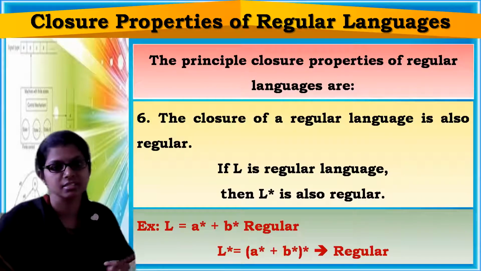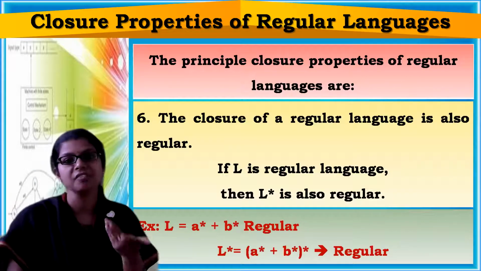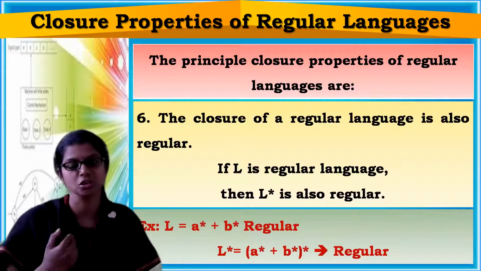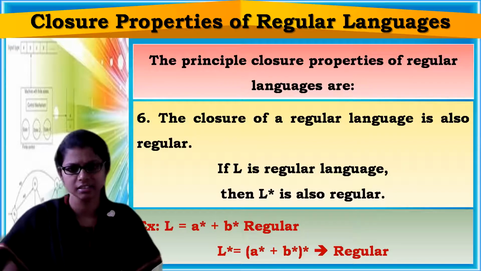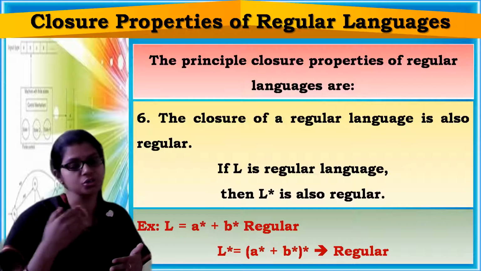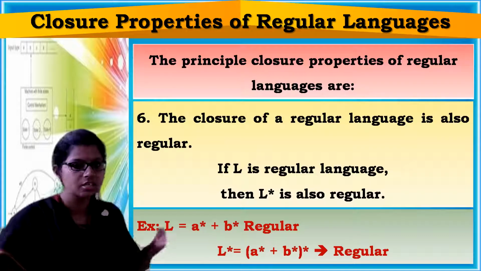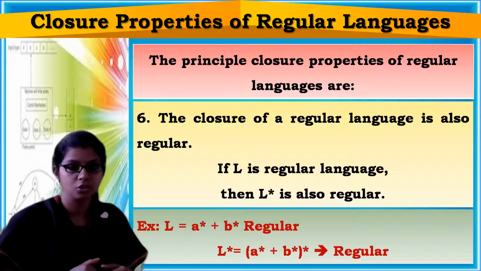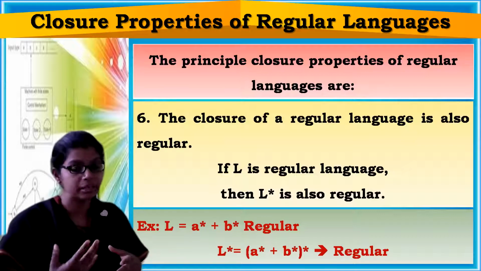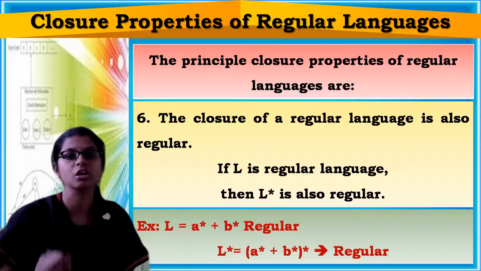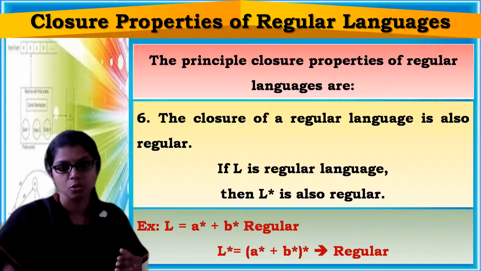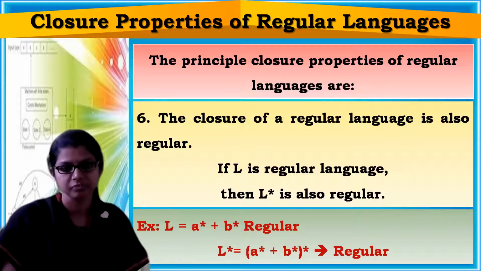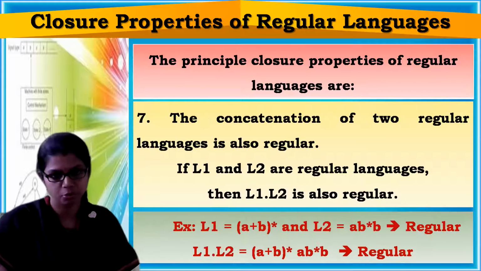Next, the sixth property. The closure of a regular language is also regular. If L is regular, then L closure is also regular. Suppose L is A closure union B closure, then its closure, that is (A closure union B closure) closure, is also regular. So the closure of a regular language is also regular. This is the sixth property.